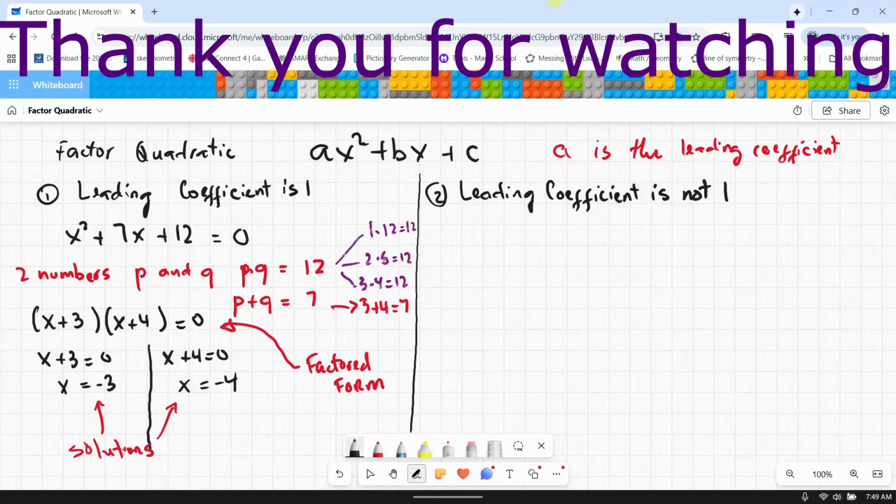Let's move on to example number 2, when the leading coefficient is not 1. This is the trick that we also learned today. This is the x.